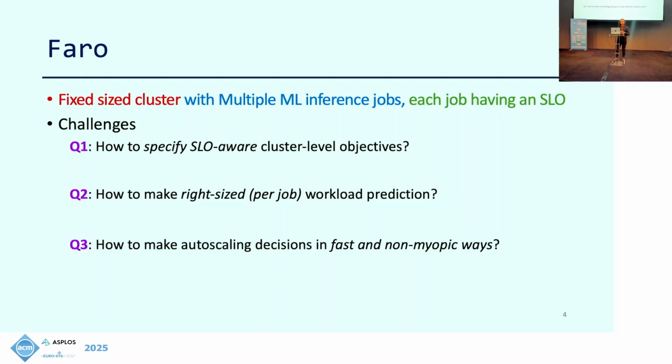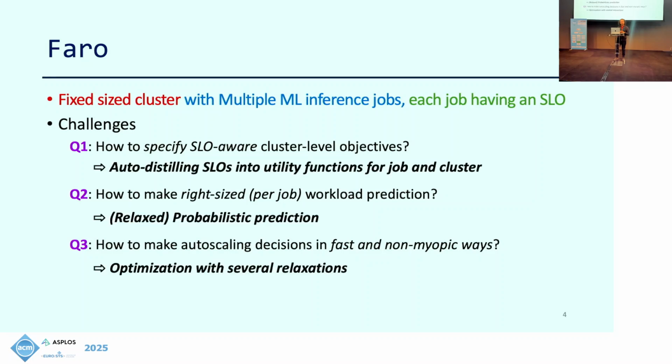Second, how do you predict the workload of each job? As you saw, this is very hard because it's hard to predict accurate workloads. And third, once you know the workload, how do you decide how much resources to give to each job quickly and in ways that are not short-sighted, that are not myopic, that are a little bit medium-term.